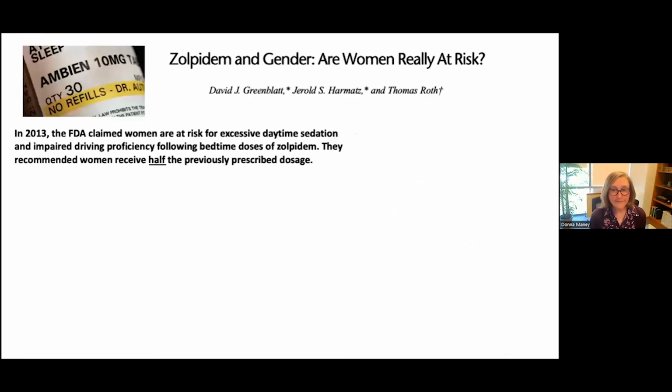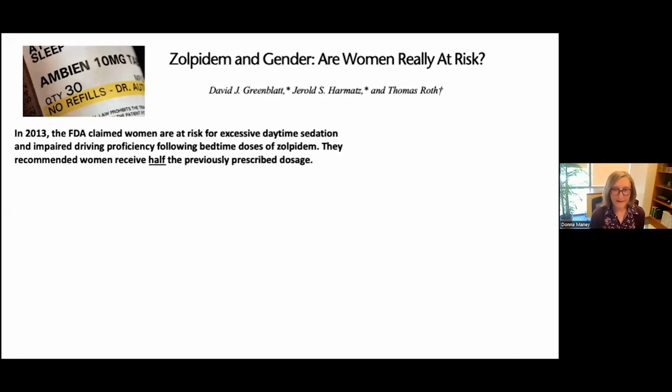Now, this is the flagship example of the need for sex-specific dosing for pharmaceuticals. Zolpidem is a treatment for insomnia, and it's marketed under the brand name Ambien. Back in 2013, the FDA announced that women should not take a full dose of zolpidem because they're at greater risk of excessive side effects. One of the people studying this drug is David Greenblatt, who actually disagrees with the FDA recommendation. He published a paper about it in 2019, and that's the title that I'm showing here.